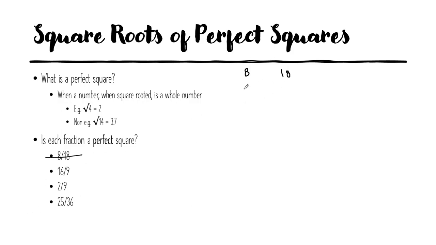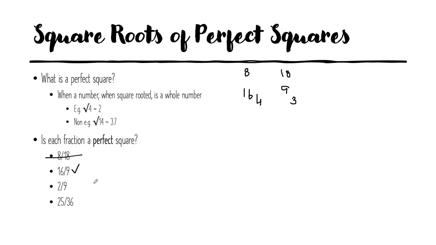16 over 9, you can just split into 16 and 9. Well, 16, its square root is 4, so it is a perfect square. What about 9? 9, if you square root it, it's going to be 3. So, yes, this is a perfect square.